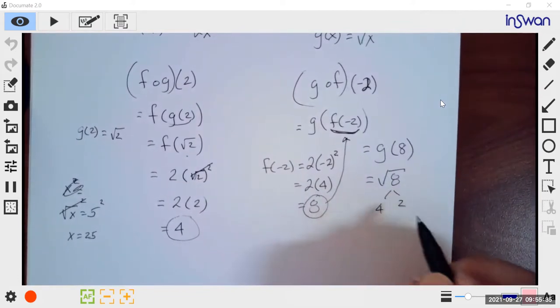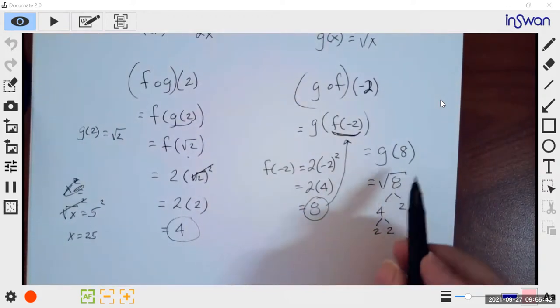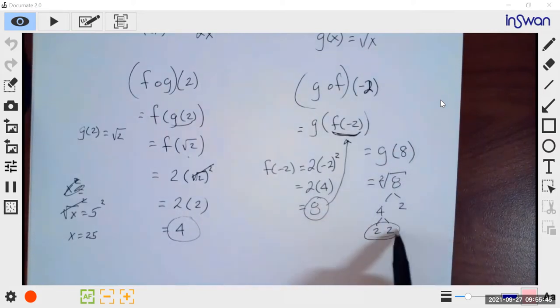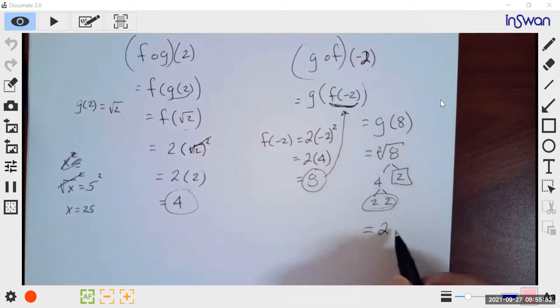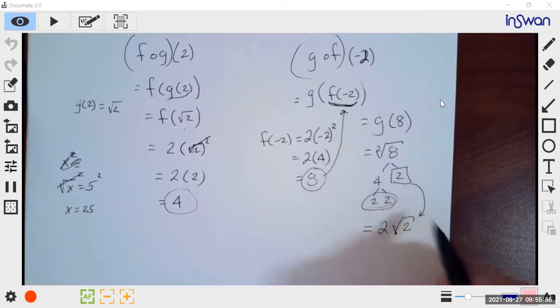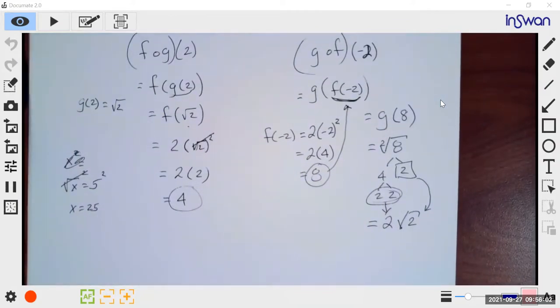8 is made up of 4 times 2. 4 is 2 times 2. So the square root of 8, because it's a square root, I have 2 of a kind. So that comes out. Anything left stays in the square root. So that one stays there. These two come out. That last one stays in. So that's composite functions. Composite functions are functions within functions.